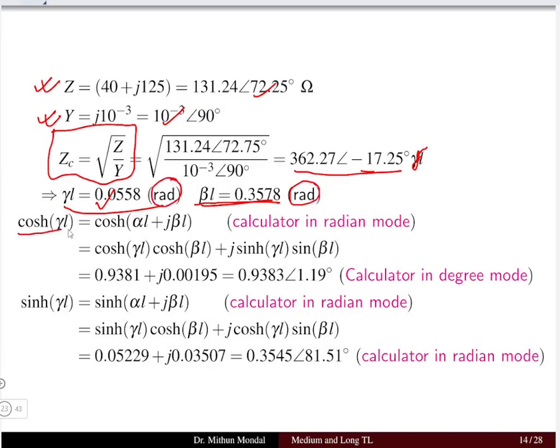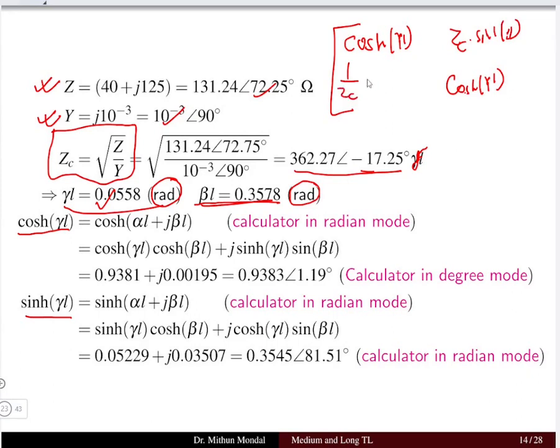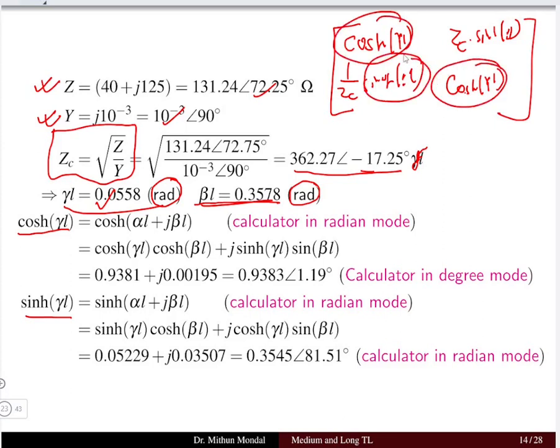So cosh of gamma L and sinh of gamma L we have to calculate, because we know that we need to obtain the matrix: cosh of gamma L, here also we have cosh of gamma L, here we have Zc into sinh of gamma L, here we have 1 by Zc sinh of gamma L. So these cosh gamma L and sinh gamma L we require. Okay, so we have to determine that, whereas gamma L is basically alpha L plus j times beta L. L is the length of the transmission line. So we can write gamma equal to alpha plus j beta.